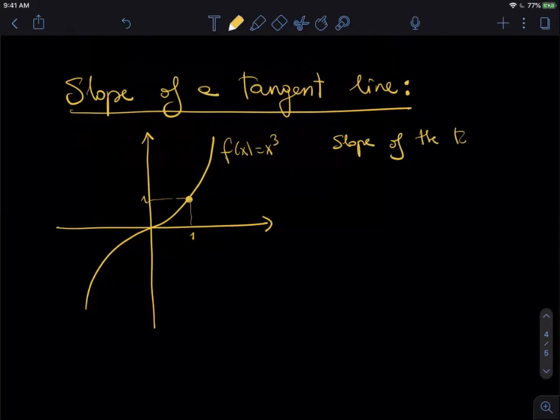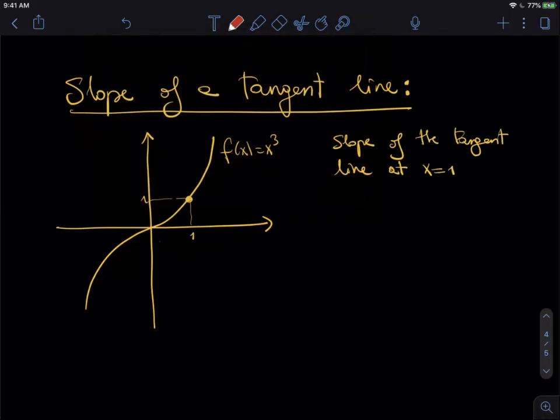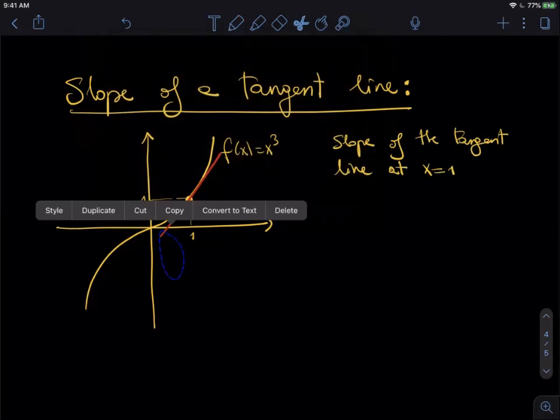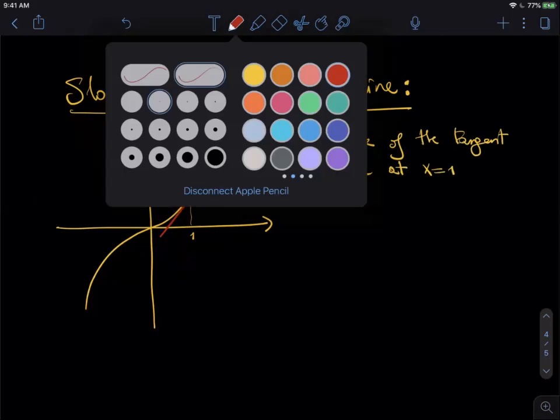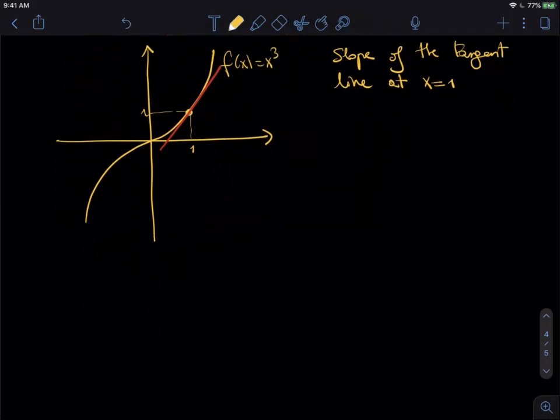and I want to find the slope of the tangent line at x equals 1. So how do I do it? What I want, this is the tangent line, so I want the slope of this tangent. Okay. So the idea here is to go by approximation. So let me repeat here the plot a little bigger.